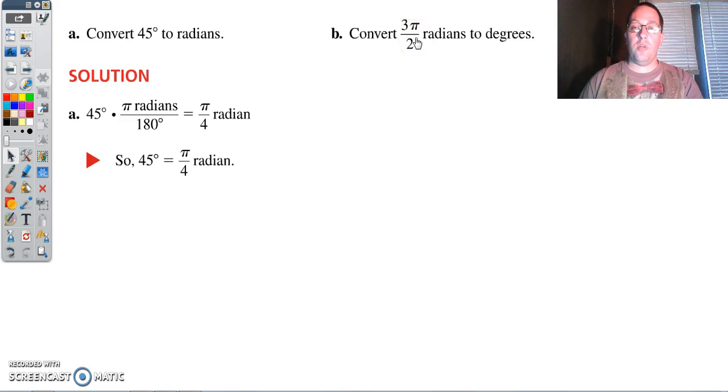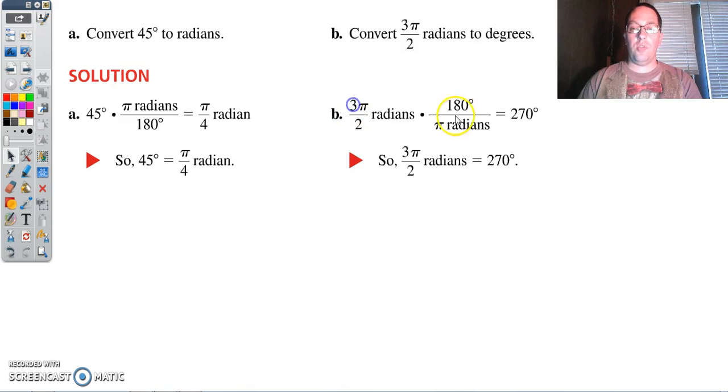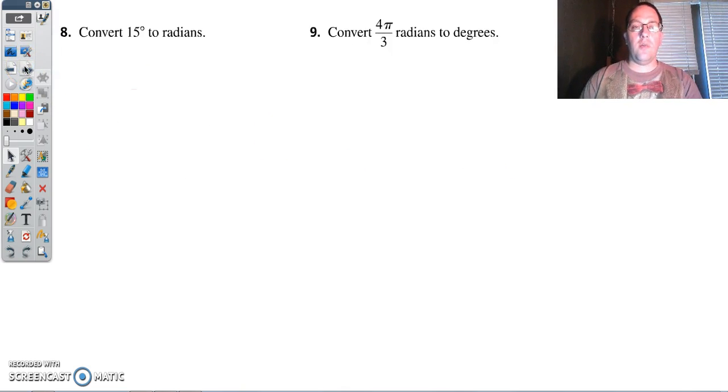Here we're going to go the other way around. So 3 pi over 2 is in radians. We want to change that to degrees. So instead of using pi over 180, we're going to use 180 over pi. Right? Well, when you multiply like this, the pi's are going to cancel out, right? You have one in the numerator, one in the denominator. And so then it's just 3 times 180 divided by 2, which is 270. So you have 270 degrees. Right? So now I would like for you to do these two. Pause the video, work these out, and then come back and check your answers.